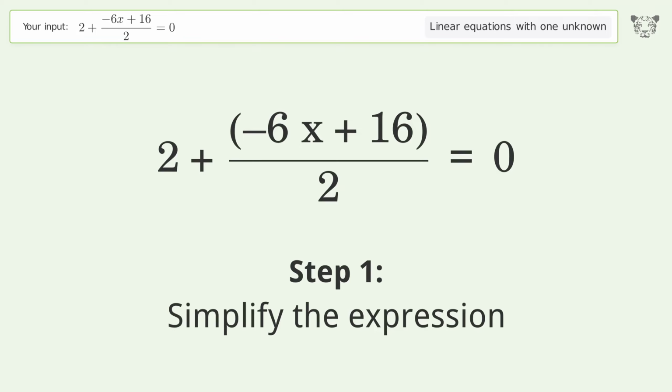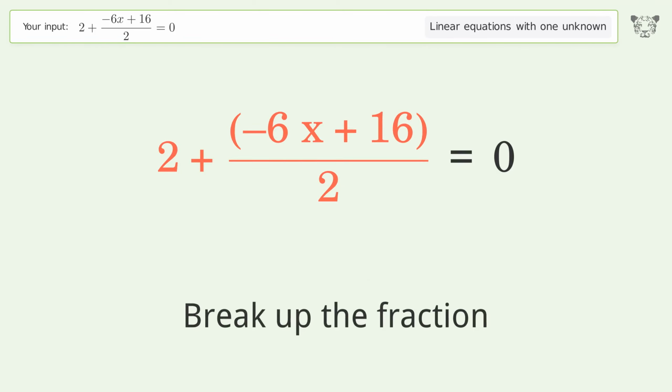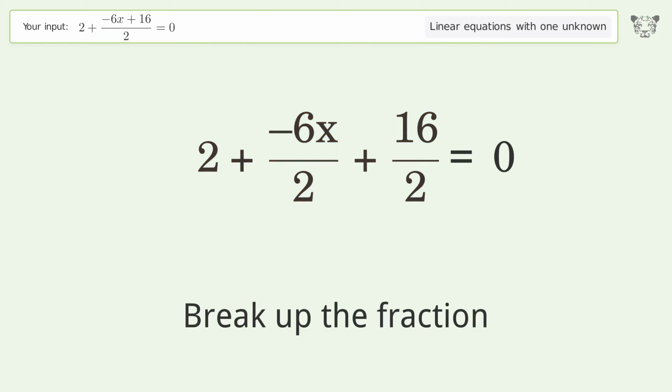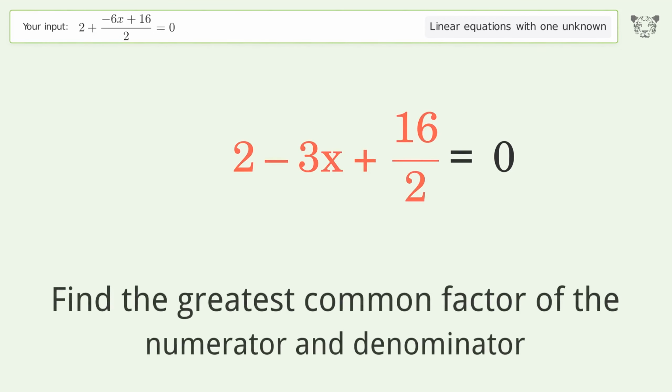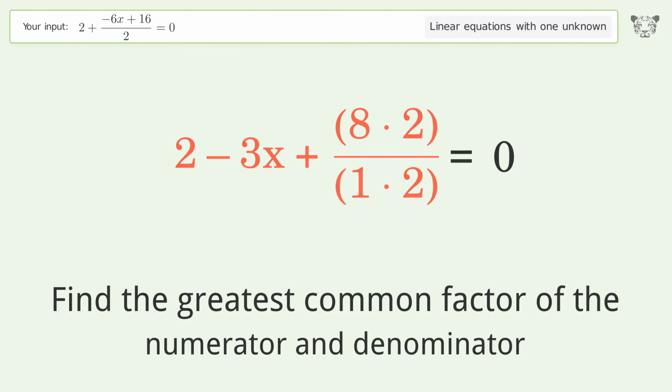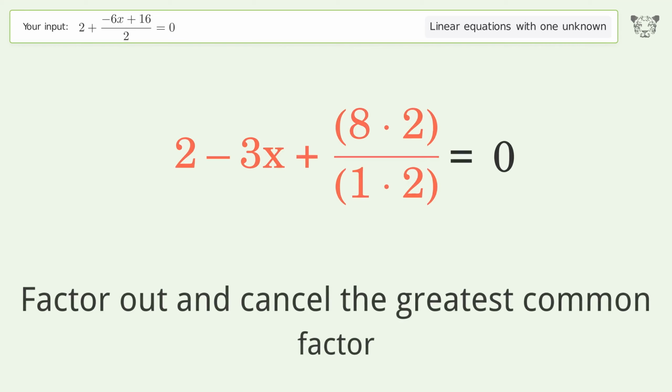Simplify the expression. Break up the fraction. Simplify the fraction. Find the greatest common factor of the numerator and denominator. Factor out and cancel the greatest common factor.